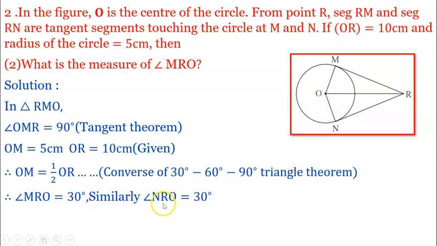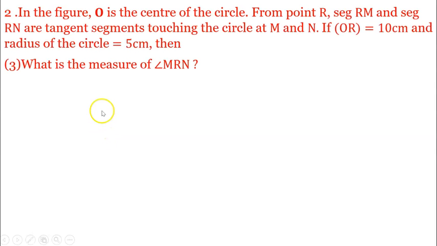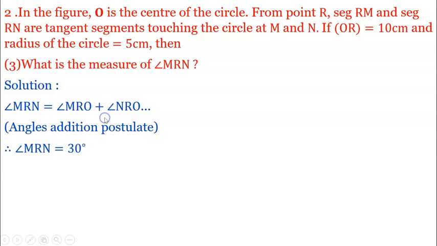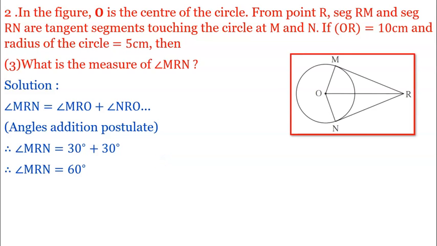Similarly, the measure of angle NRO is also 30 degrees. Now next, what is the measure of angle MRN? The measure of angle MRN is equal to MRO plus NRO. We have already found out that it is 30 degrees plus 30 degrees. You will get the measure of angle MRN is equal to 60 degrees. Now next, see this figure also.